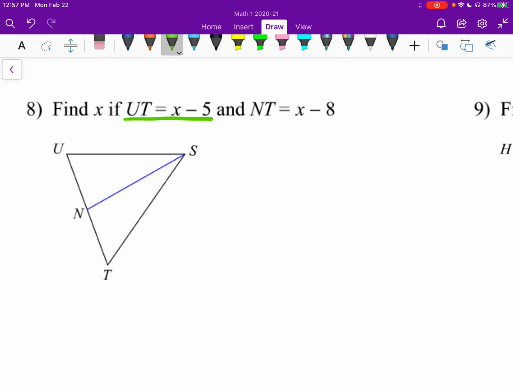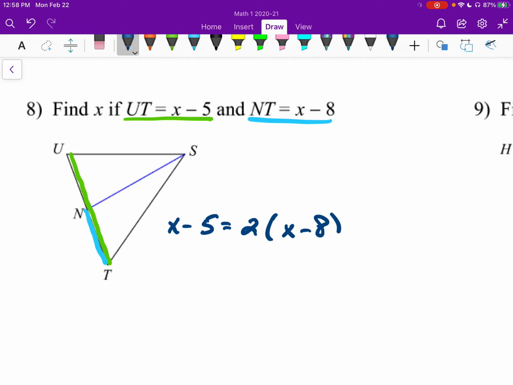UT, that's that. NT is this piece here. From this, we should be able to see that the green piece is 2 times the length of the blue piece. So I'm going to write the green piece, x minus 5. That's going to be 2 times the blue piece, x minus 8.